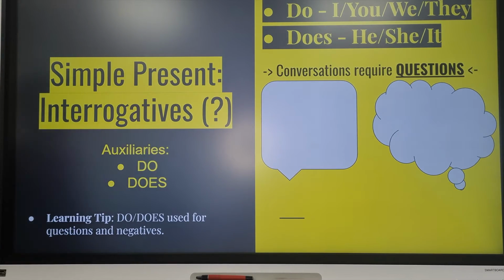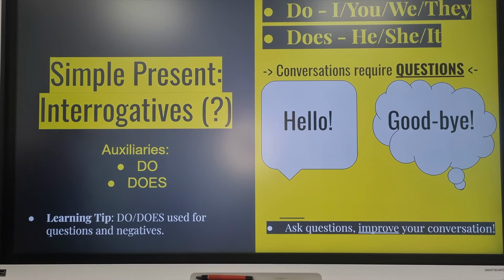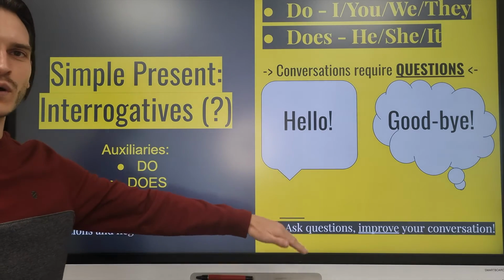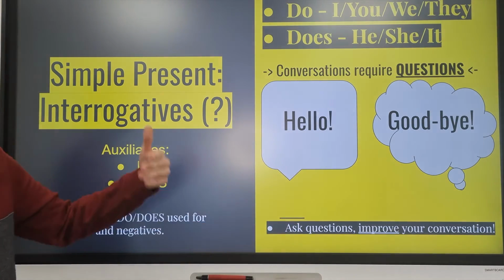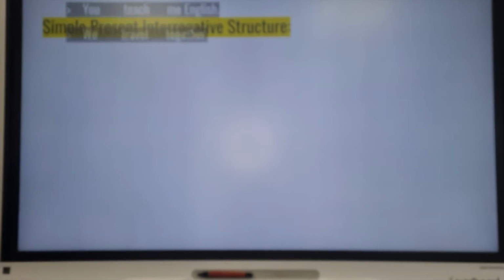Conversations require questions. Do your conversations look like this? Hello. And like this? Goodbye. It's a very simple thing you can change with your conversation by asking a question. The more questions you ask, the more conversation you can have. So let's take a look at how to do that.